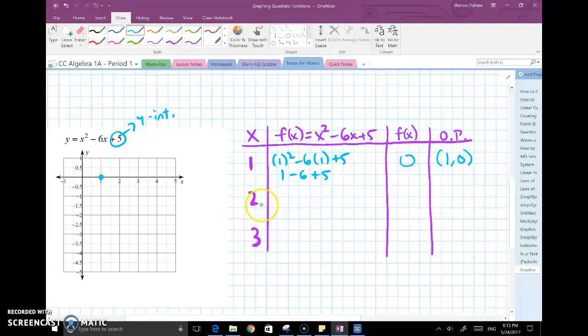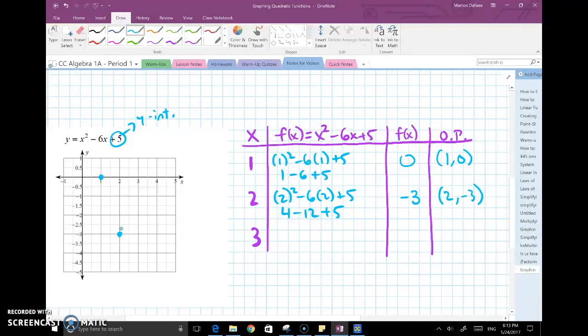My second point would come from 2. So I would use 2, put 2 squared minus 6 times 2 plus 5. 2 squared is 4. Negative 6 times 2, negative 12 plus 5. Putting all these numbers together, these two make negative 8 plus 5 is negative 3. So my coordinates are 2, negative 3. So 2 and then negative 3 right here.